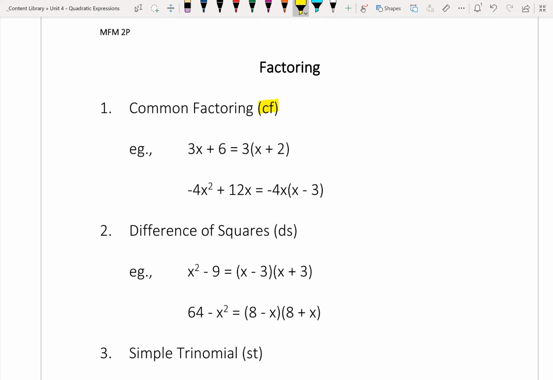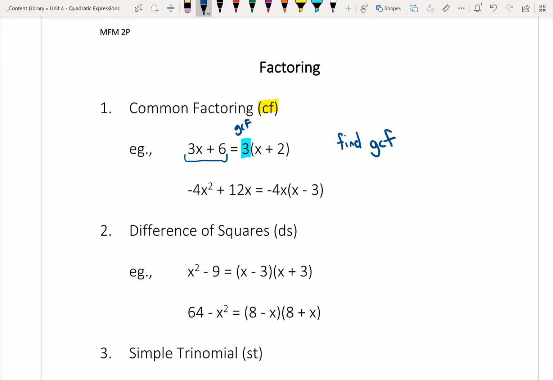Again, common factoring is where you just find the greatest common factor, or the GCF. That's the largest term that goes into our expression. If I look at, for example, this first part here, 3x plus 6, the greatest common factor in both 3x and 6 is 3, which we have here. So that's our GCF.